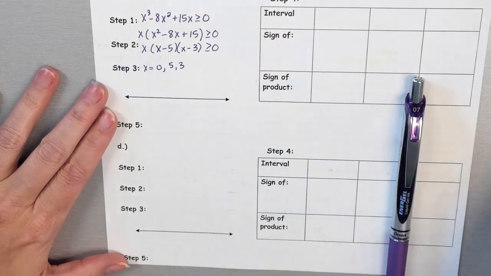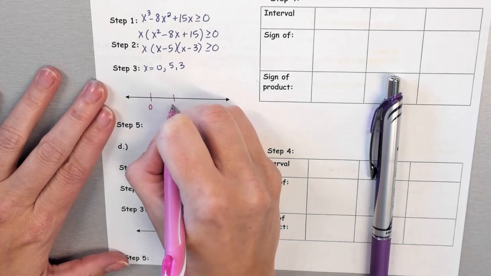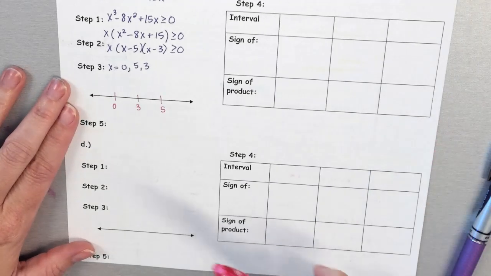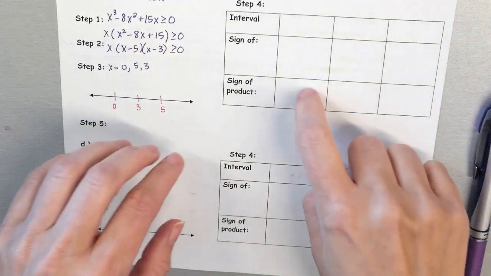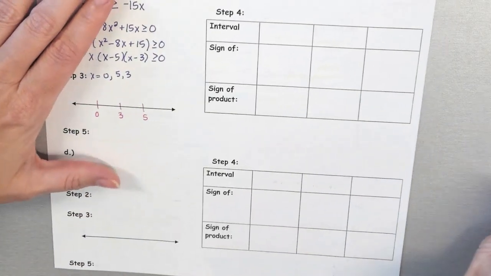And then that means we're going to have 1, 2, 3, 4 intervals. So let's just split this first one in half. Sure, you can split the last one in half.